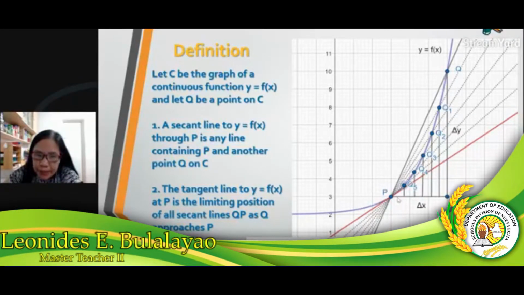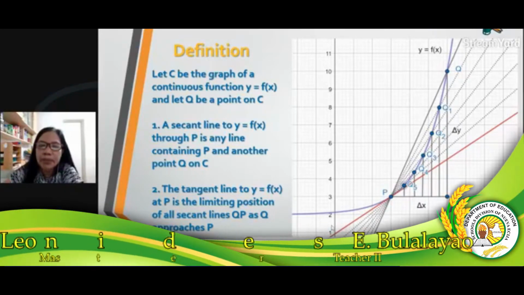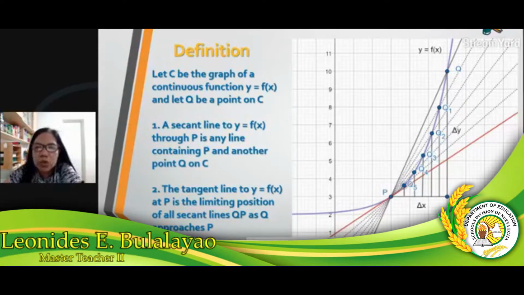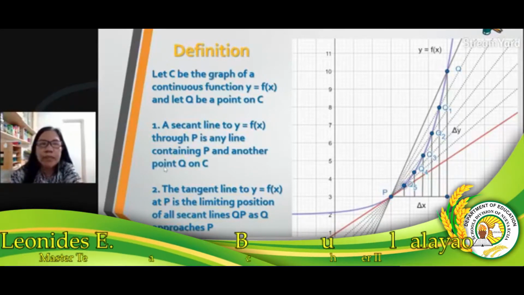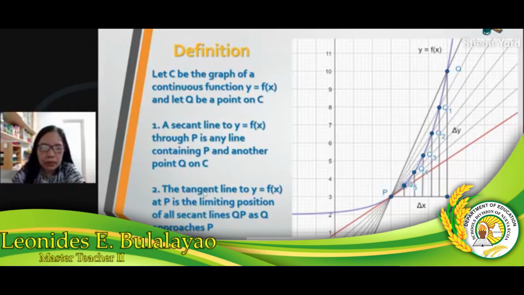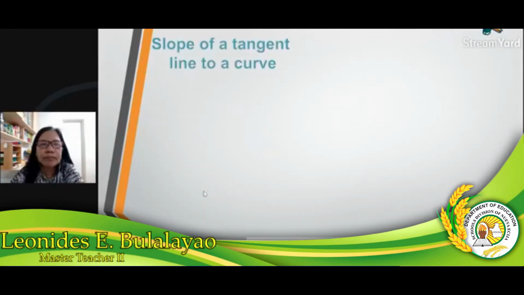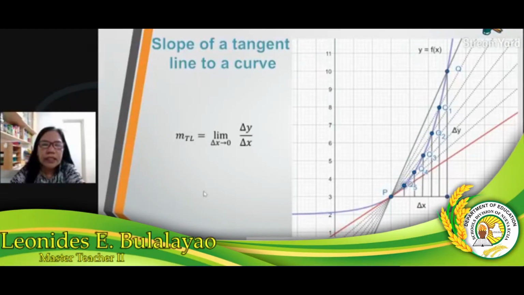The tangent line is the limiting position of all the secant lines QP as Q approaches P. That's why we have to use the limit to find the slope of the tangent line. So it is very difficult to discuss the slope of the tangent line without the limit. Therefore, again, the slope of the tangent line is the limit of delta y over delta x as delta x approaches 0.